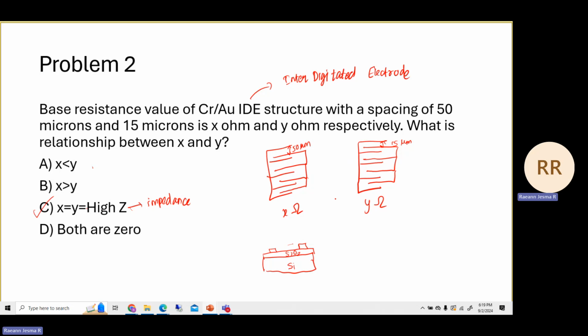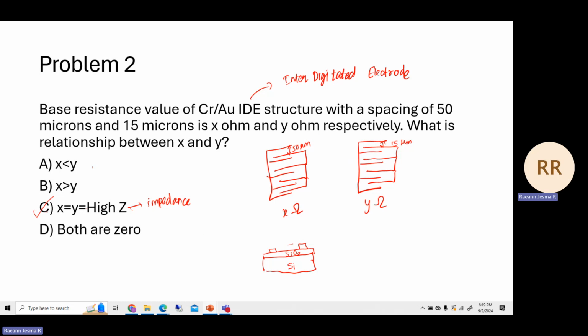How do we use these kinds of structures for our applications? We'll place some kind of analyte between the electrodes, and depending on the conductivity of the sample, the impedance of the effective structure will change. So here the impedance depends on the conductive path between the two IDEs and not on the gap. Irrespective of whether the gap is 50 micrometer or 15 micrometer, the medium between the two is air, which is not a conductor, right? So the impedance will be very high.